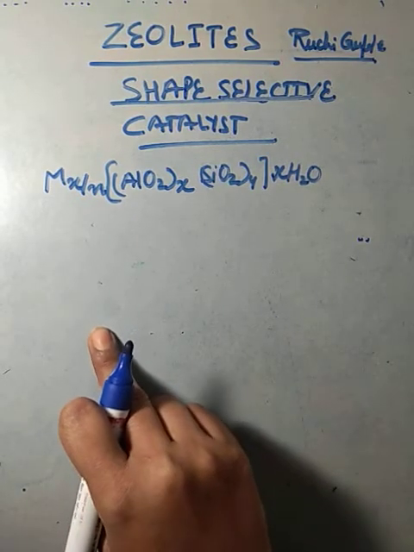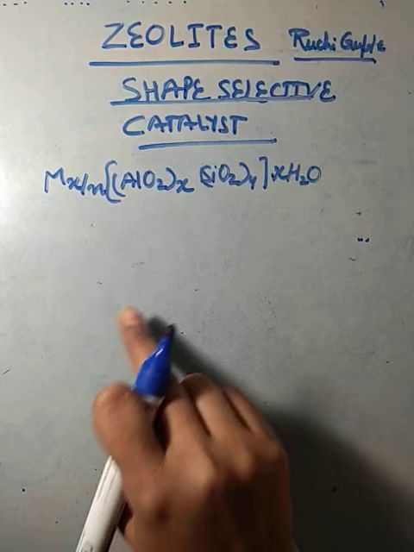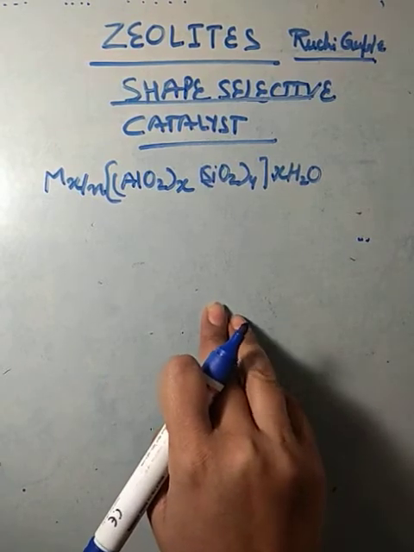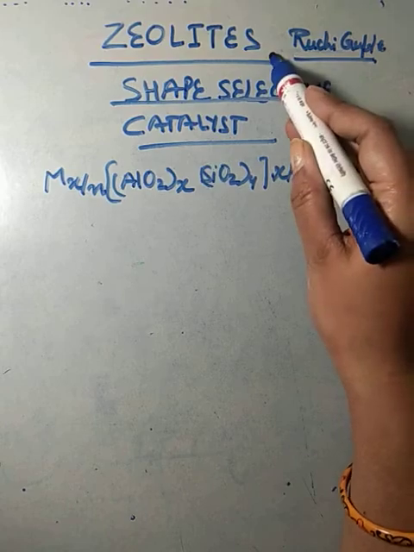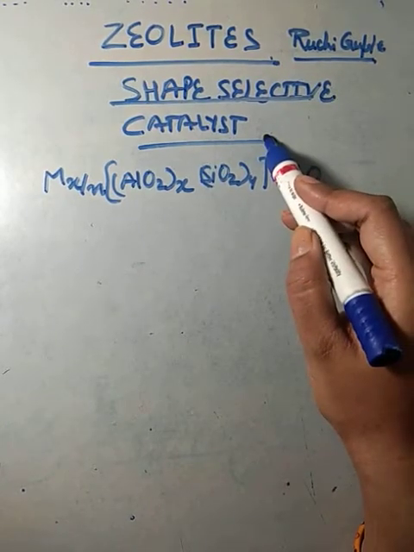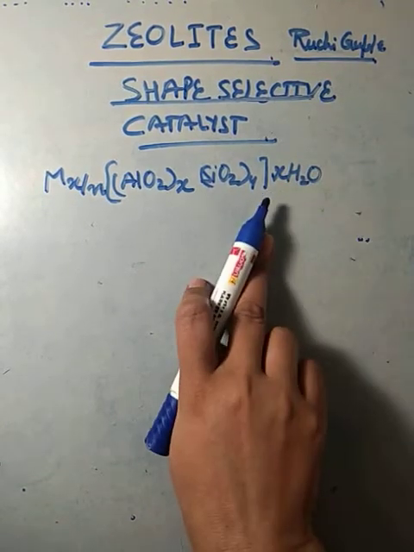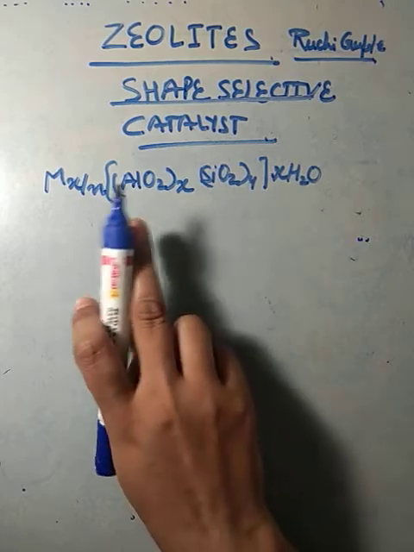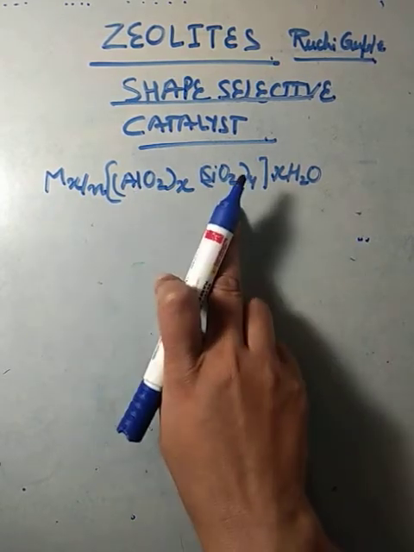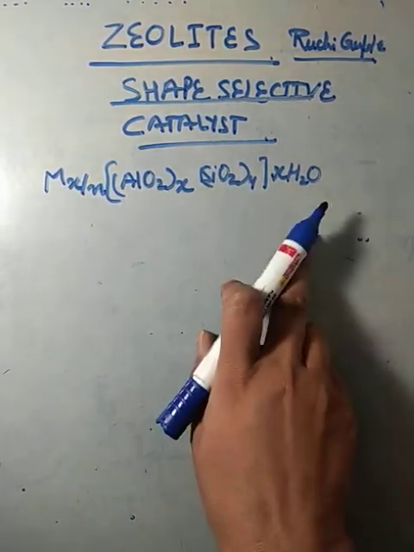Yesterday, we were discussing the catalyst and the types of catalyst. One topic was left there, and it is zeolite. It is also a shape selective catalyst. That means it is a type of catalyst. And what are zeolites? Zeolites are aluminosilicates of metals. As you see, metal aluminosilicates are called zeolites.